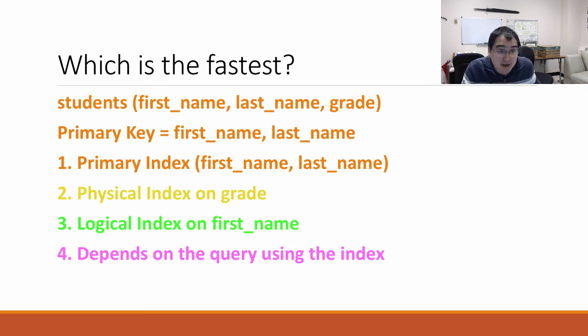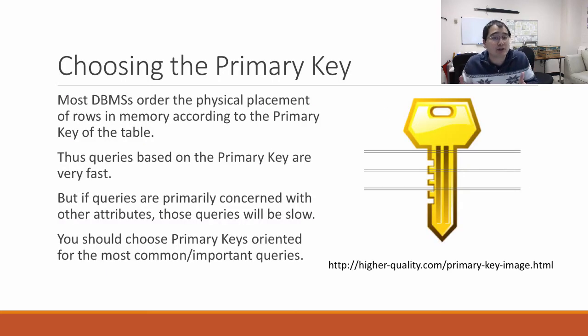Another important thing to think about when you're working with indices is, how do you choose the appropriate primary key? Most database management software, including SQLite, orders the physical placement of rows in memory according to the primary key. Once again, for SQLite, if you don't specify one, it makes its own primary key called row ID. And so queries that use the primary key are very fast. But if the queries generally use other, non-primary-key attributes, those queries will generally be slower. So the biggest consideration for choosing primary key attributes is what the most common and most important queries are that need to be performed.